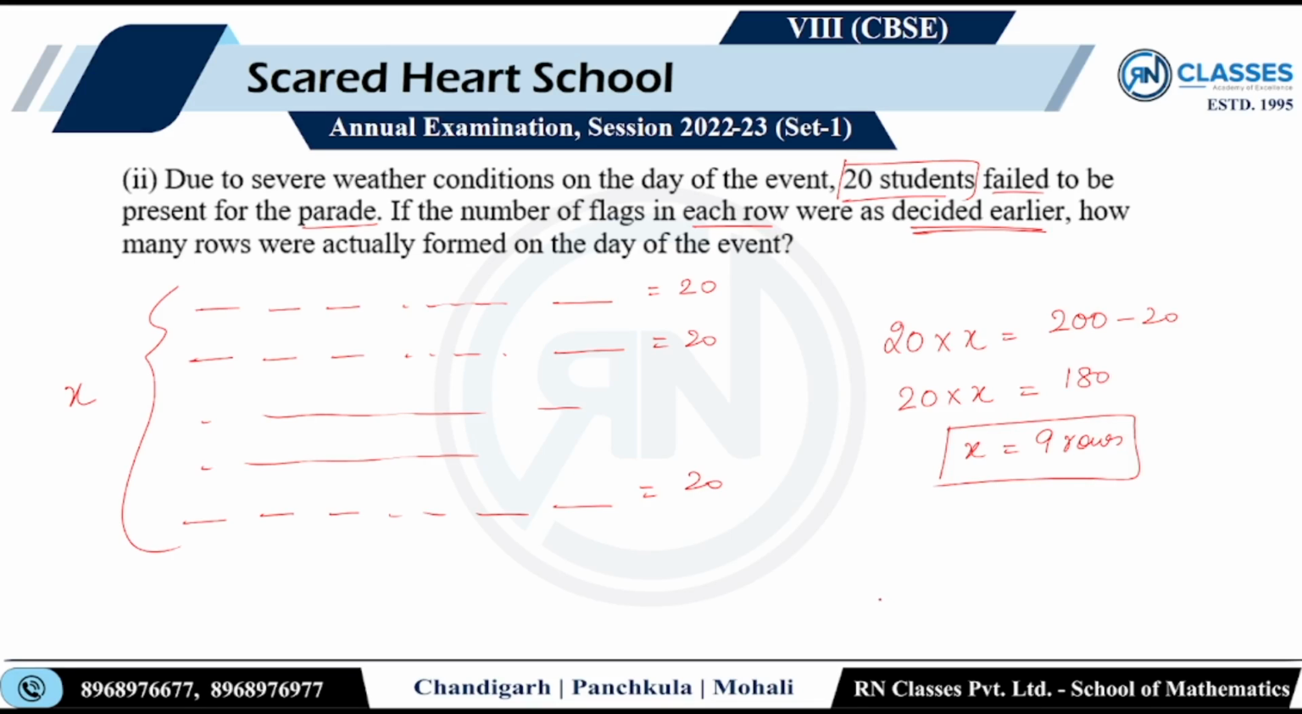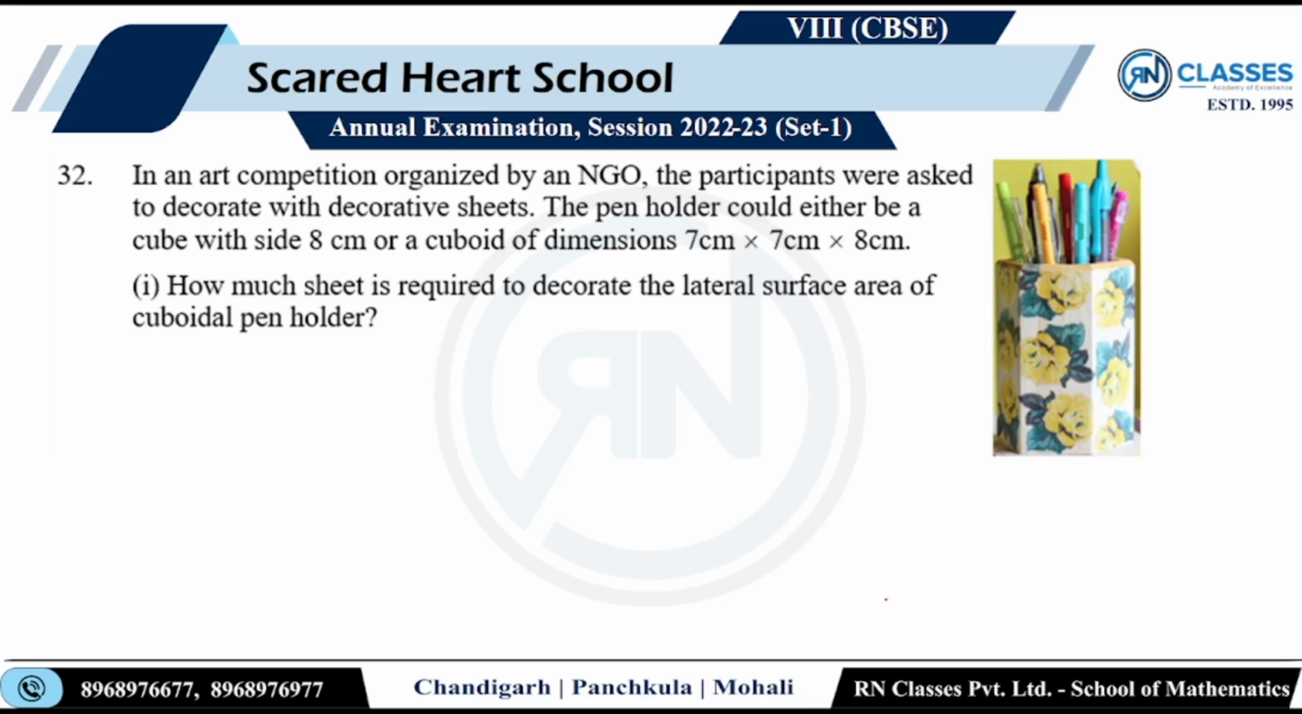Right? Next one. 32. In an art competition organized by an NGO, the participants were asked to decorate the pen holders with decorative sheets. The pen holder could either be a cube of side 8 centimeters or a cuboid of dimension 7 centimeters, 7 centimeters, and 8 centimeters. Right? ये cuboid.